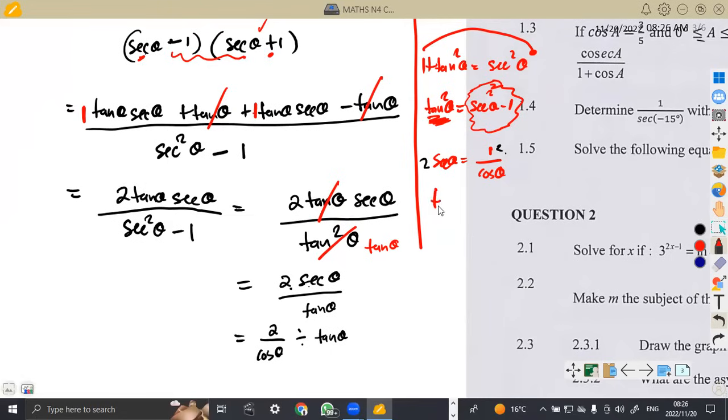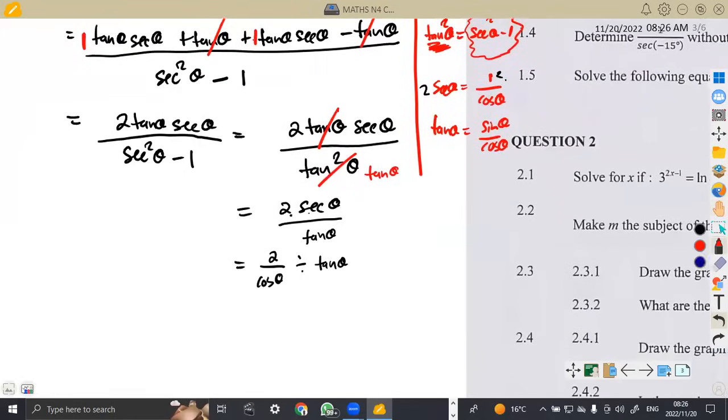Okay, knowing that tan theta is equal to sine theta over cos theta, that's tan theta there. So we can actually simplify this further by writing as 2 over cos theta, divided by sine theta over cos theta from tan. But if you are dividing, remember that you're going to introduce multiplication. And the moment you introduce multiplication, you invert the second fraction. So it was going to be cos theta over sine theta. Okay, the cos and the cos was going to cancel out.